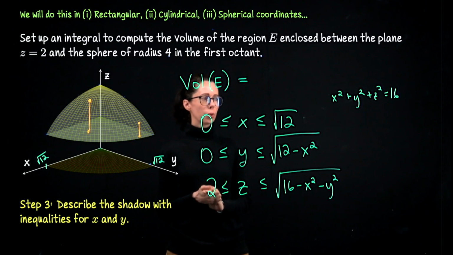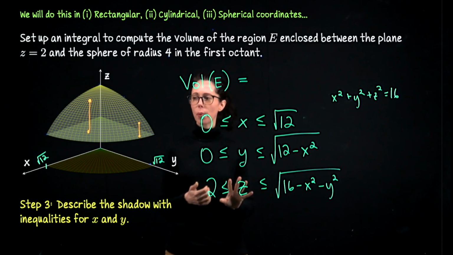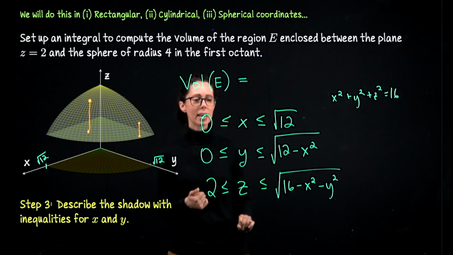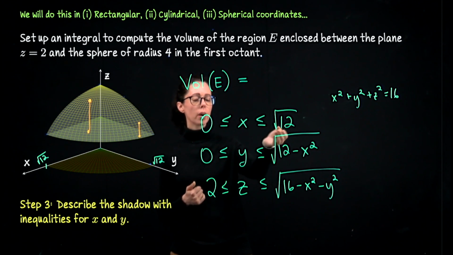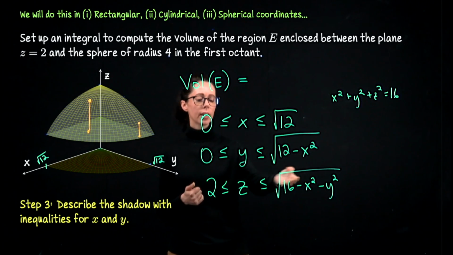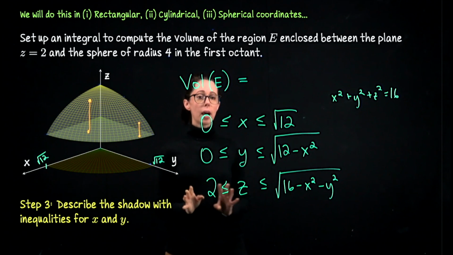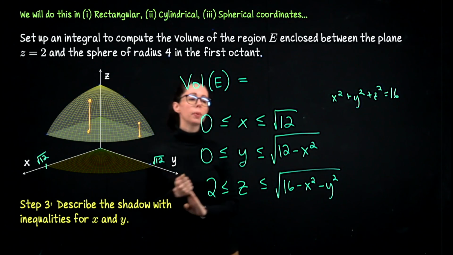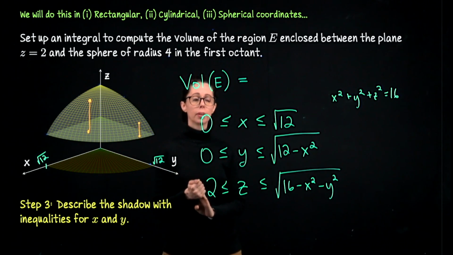Take a moment to set that up. Before I step away, let me just mention that if you had said x goes from 0 to square root of 12, y goes from 0 to square root of 12, z goes from 2 to 4, you would not be describing the shape at all. You would actually be describing a rectangular cube.